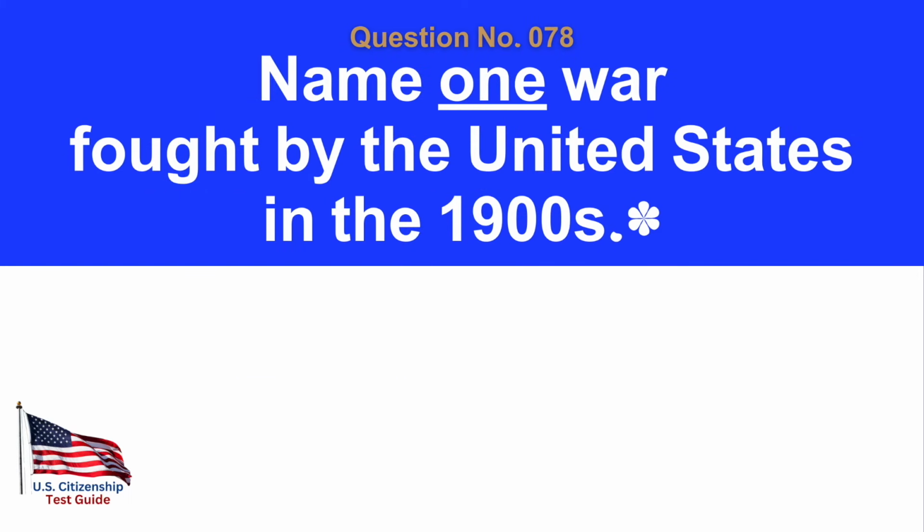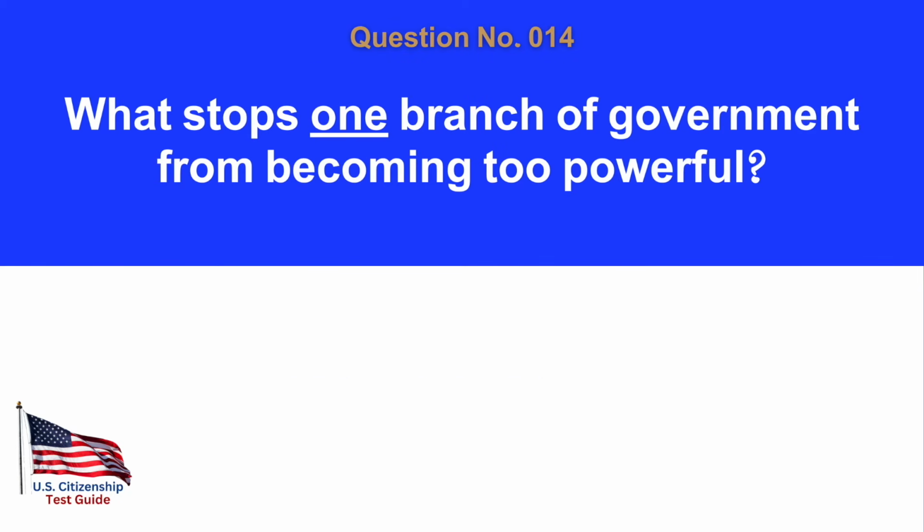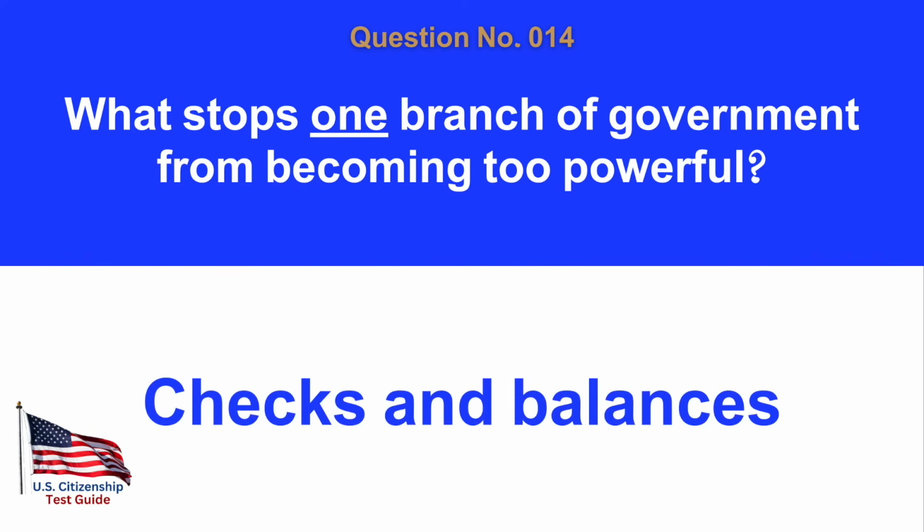Name one war fought by the United States in the 1900s. World War I. What stops one branch of government from becoming too powerful? Checks and balances.